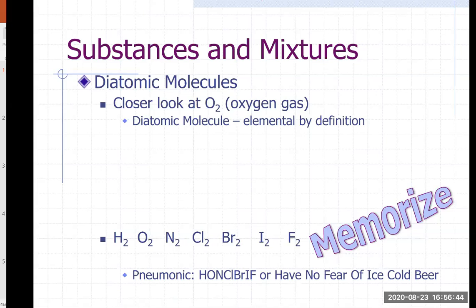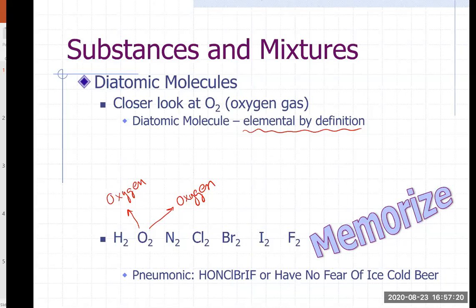But it's elemental by definition. So let's think about why it would be elemental by definition. If we look at oxygen here, and we broke this diatomic molecule down by chemical means, we would get oxygen and another oxygen. And so therefore, we don't have a new substance. By breaking it down chemically, we haven't formed a new substance.